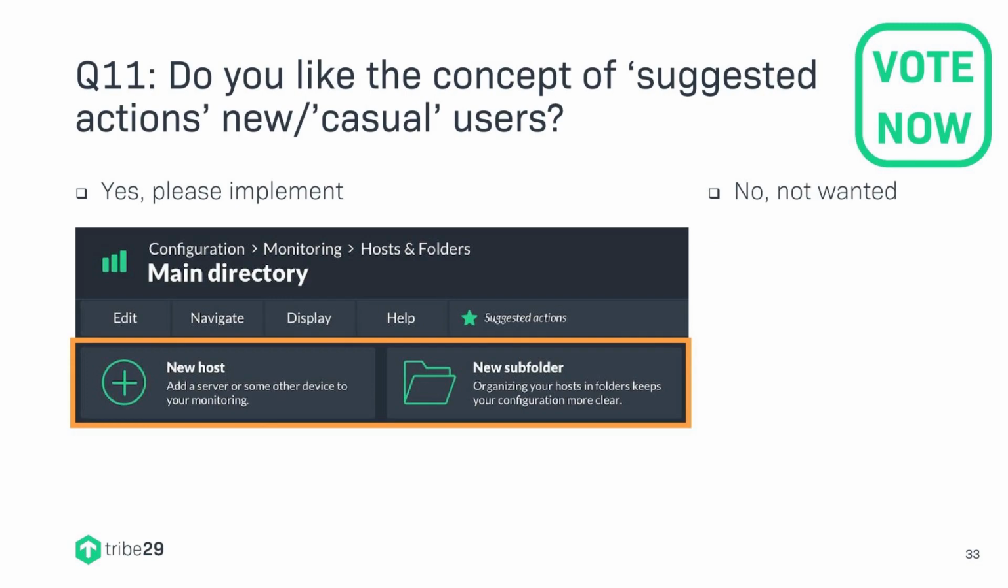Question 11 is about the suggested actions. There are two aspects to it. As a beginner, I get a feel of where I would be going now, what I should be doing on a certain page. But also for the hardcore users, it could be interesting to see a big button for standard actions, and I just have to click it.